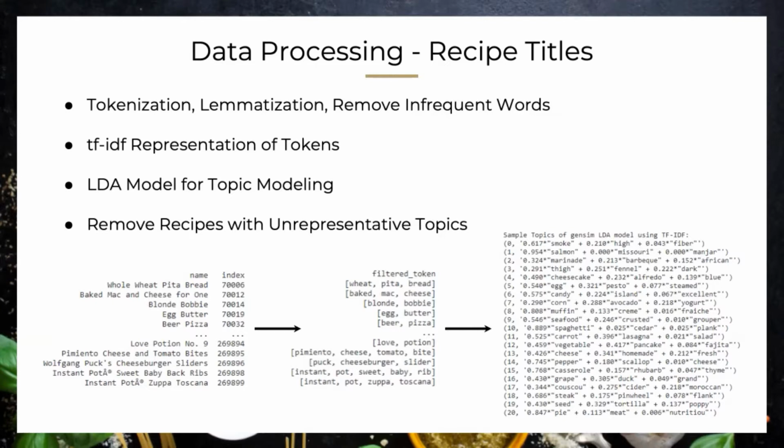Then we go into the data processing. For the NN training, we need to reduce the dimension of the recipe titles. First, we tokenize them, lemmatize them, and remove the infrequent words from the recipe titles, and then we convert them into TF-IDF representation. Then we can use the representation to train the LDA model for topic modeling. Before that, we filter out recipes with unrepresented topics.